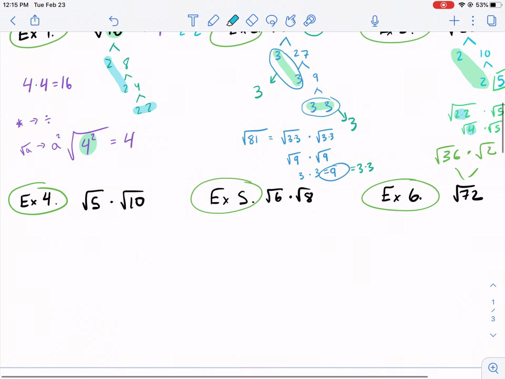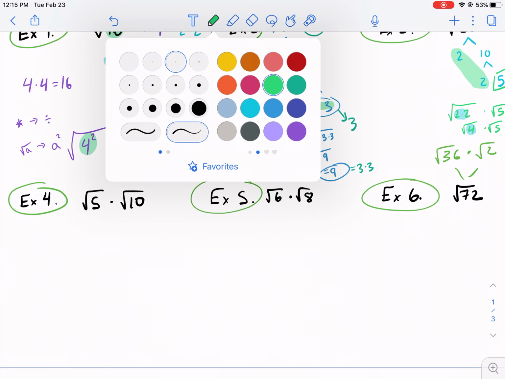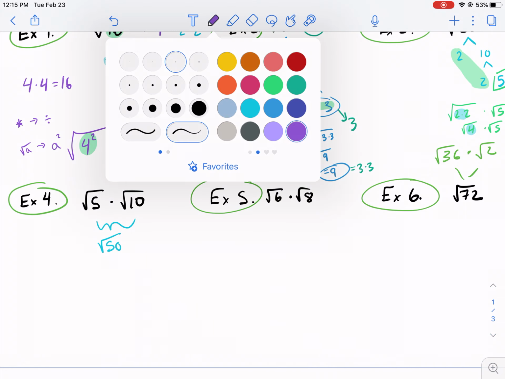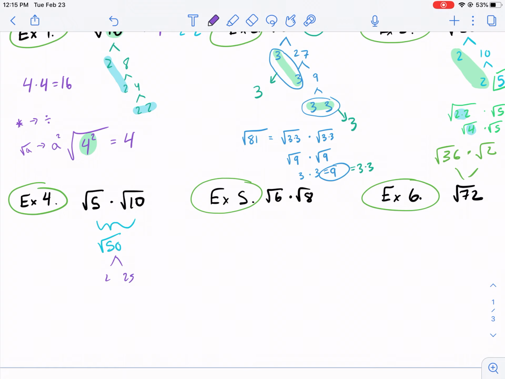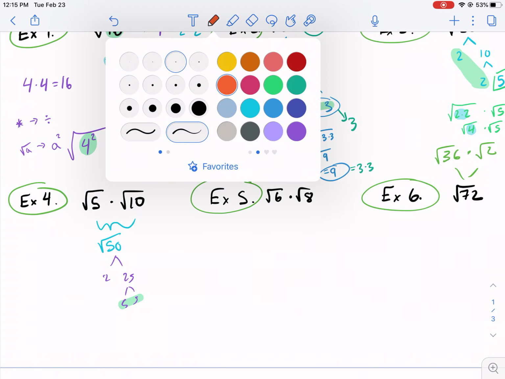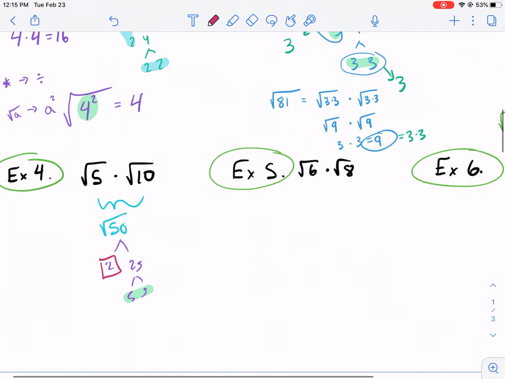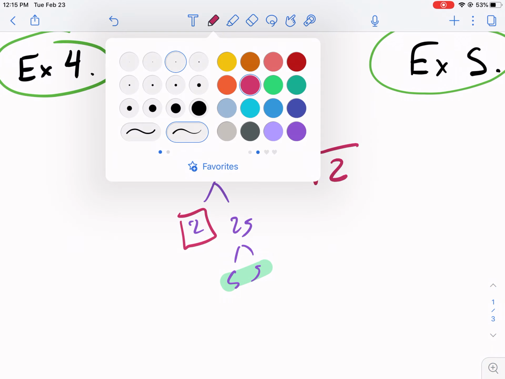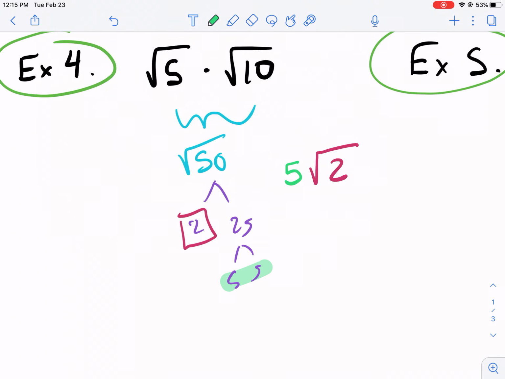Okay, let's do some more examples. Hopefully this will make more sense as we do more. This time we have the square root of 5 times the square root of 10. There's a couple different ways to do this. One way is to make this into the square root of 50, and then break it down into its prime factors. So then we'd have 2, 25, 5, 5. What does that mean? Well, one 5 comes out, and I like to box the ones that are going to stay inside the radical. This 2 stays inside the radical. One 5 is going to come out of the radical, and we're left with 5 radical 2.